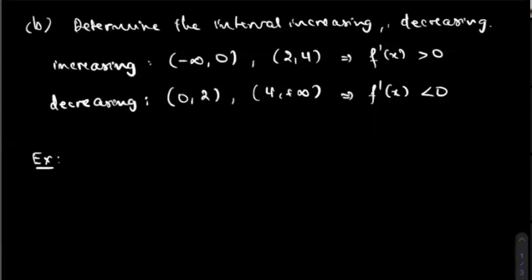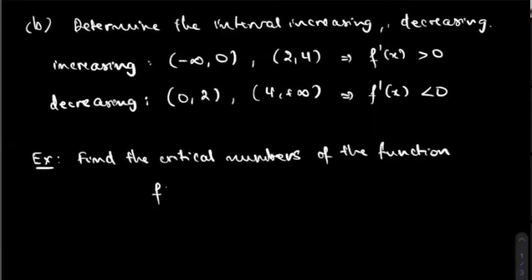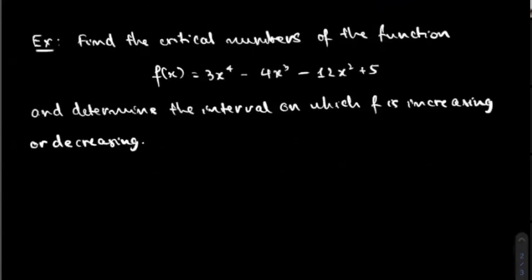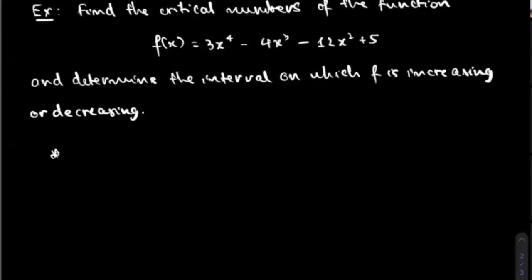The next example: find the critical numbers of the function f of x equal to 3x to the fourth minus 4x cubed minus 12x squared plus 5, and determine the interval on which f is increasing and the interval on which the function is decreasing. To find critical numbers, you find the first derivative of the function and set that equal to 0. So first, determine the critical numbers.